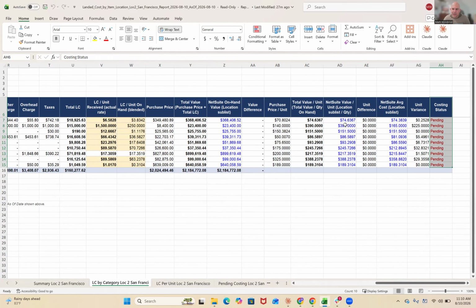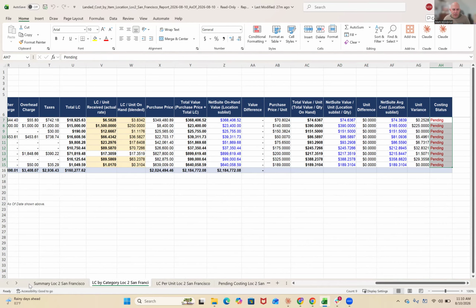The second part is that this 390 is actually the correct figure. When you take 23,400 divided by 60, that is 390, not 165. So in this case, NetSuite is incorrect, but you could quickly see that because of the costing status pending.